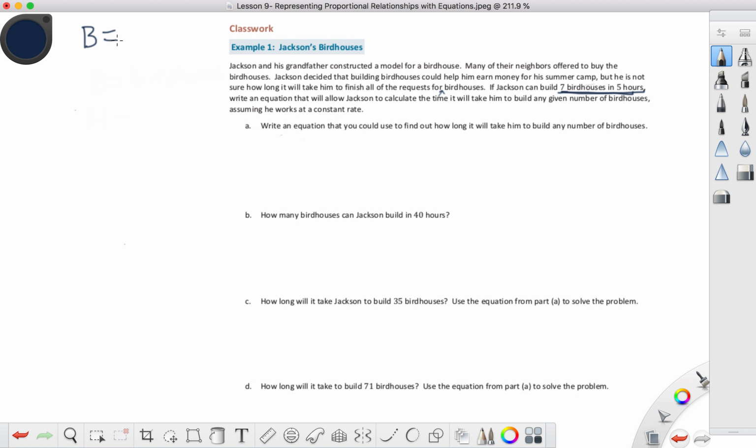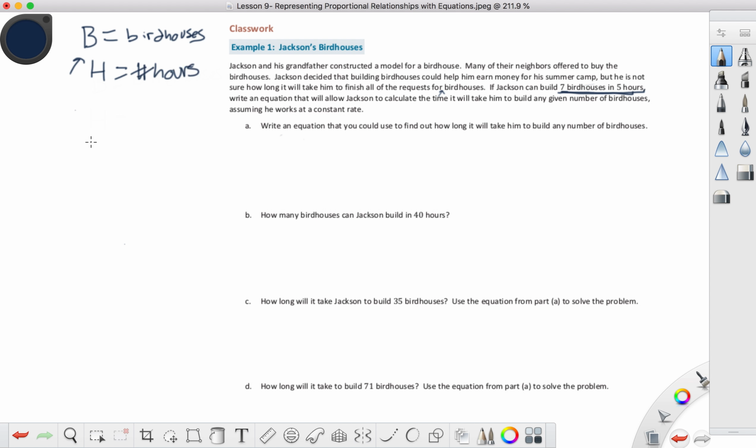So remember, variables are letters that take the place of a number. And they can change. So variable means changing. In mathematics, variables are letters that are placeholders for numbers. This is something that you should have written down in either the previous lesson or the lesson before that. So we're going to say B is equal to the number of birdhouses, and H is equal to the number of hours it takes for him to work.